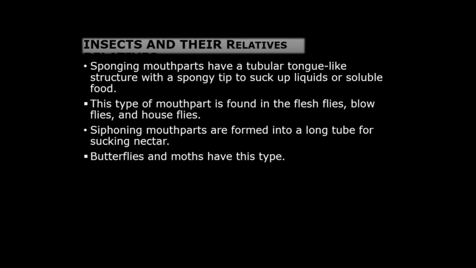aphids. With insects and their relatives, sponging mouth parts have a tubular tongue-like structure with a spongy tip to suck up liquids or soluble food. This type of mouth part is found in the flesh flies, blowflies, and houseflies. Siphoning mouth parts are formed into a long tube for sucking nectar. Butterflies and moths have this type.